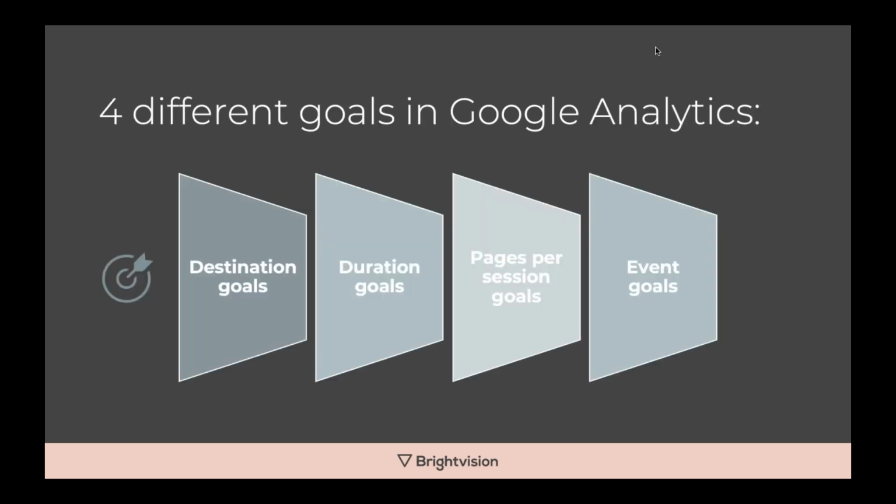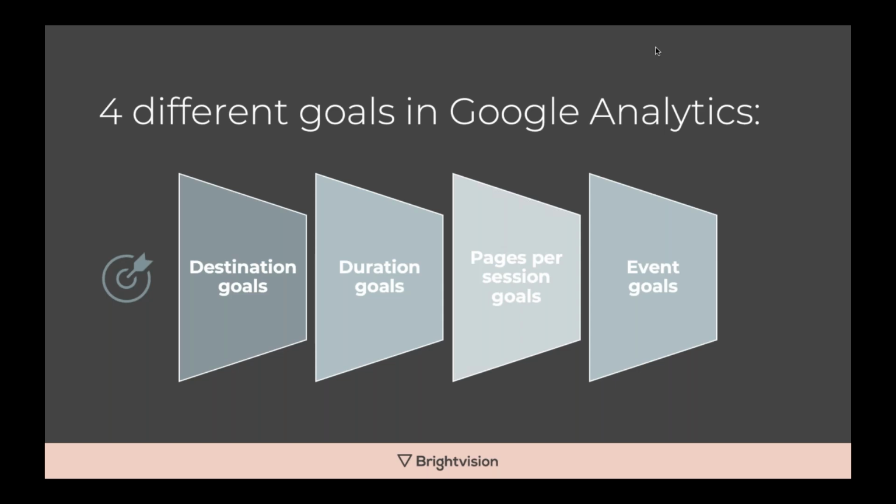And in Google Analytics, there are 4 different types of goals. We have destination goals, duration goals, goals per pages or pages per session, and event goals. And we need to understand these 4 different types of goals so that we can streamline our lead generation using Google Analytics. And we need to see where our goals fit into the Google Analytics goals so that we actually measure our goal.